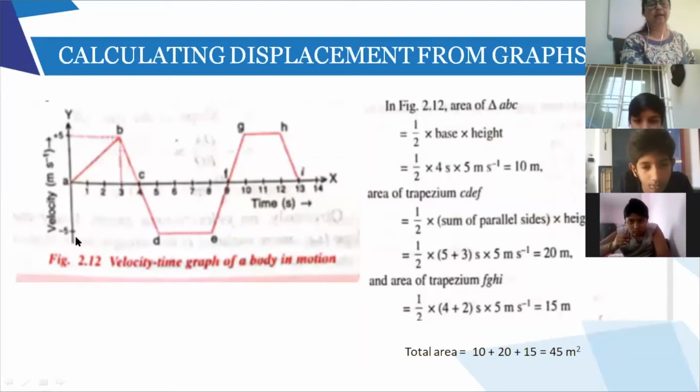But how 5 and 3? See here, this is 5. Can you see this? 0 to 5. So the height is taken as 5. How 3? I am telling you. See, this side, 9 minus 4. Got 5? 9 minus 4, 5.